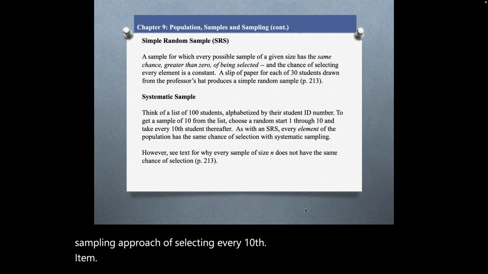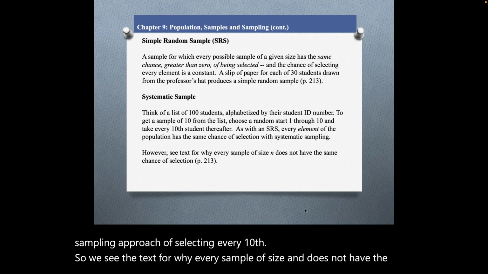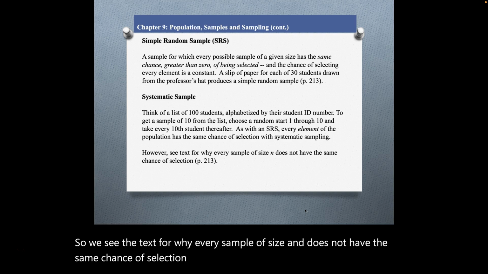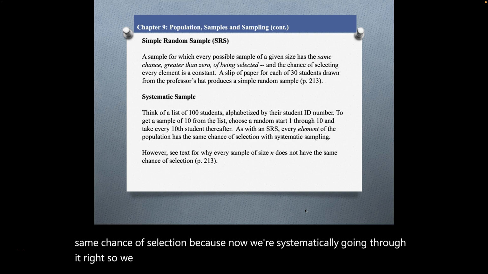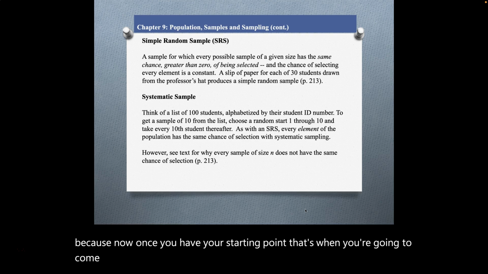The text explains why not every sample of size n has the same chance of selection, because now we're systematically going through the list. Every element has some chance, but it's not all the same, because once you have your starting point, you select every 10th item.